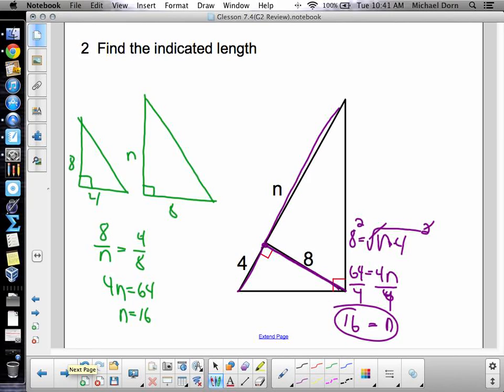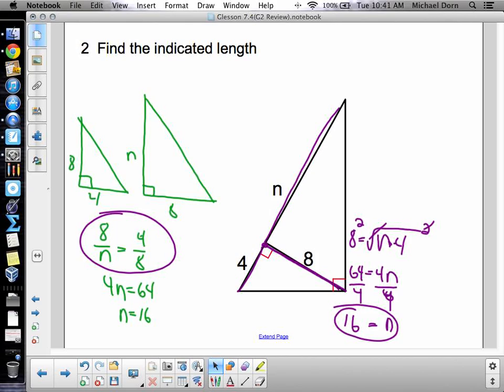But again, too many people as they're walking around looking at this, not drawing pictures, just trying to write this out in your head. Just trying to set up this proportion right here without drawing a single thing. Don't do it. You're going to make mistakes more times than not. Draw it carefully. That's why I'm demonstrating it that way, because that's the way to avoid the errors.